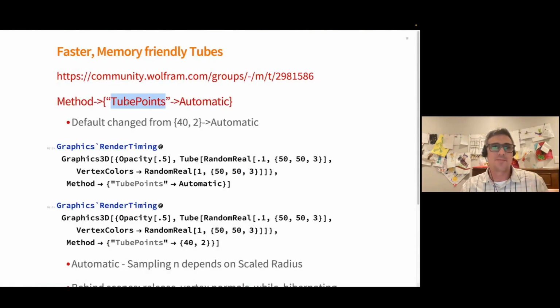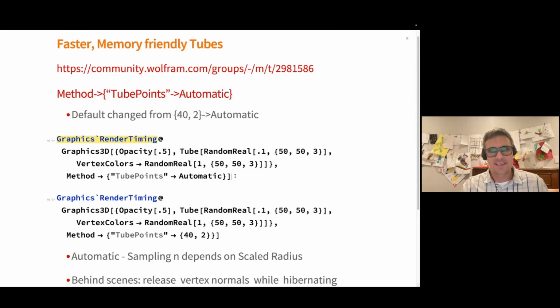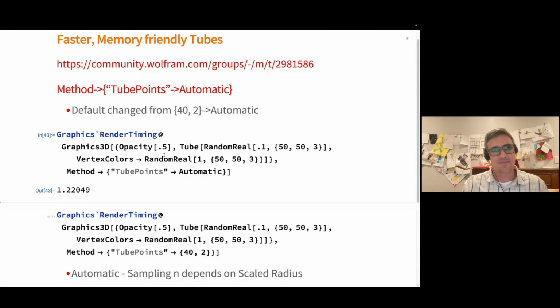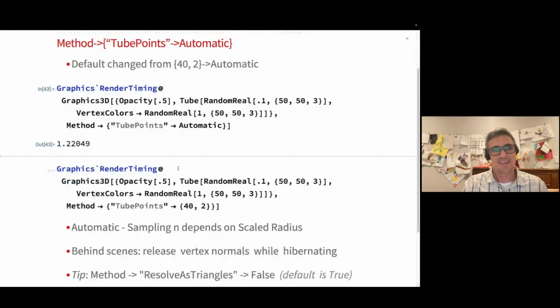There's a TubePoints method option, and this was in version 13 and before a fixed default of 40 and 2, and it just specifies how the tube will be subdivided. And we've changed that to automatic, and basically this speeds up rendering a lot. Here in this example, I am using TubePoints automatic, but if I say TubePoints 42, it'll take a lot longer to render that.